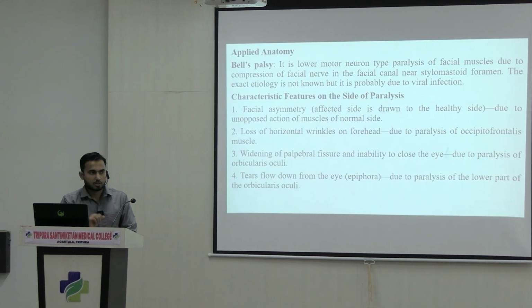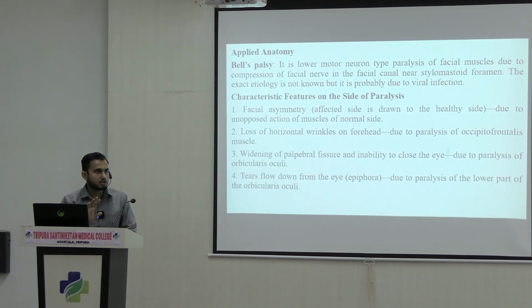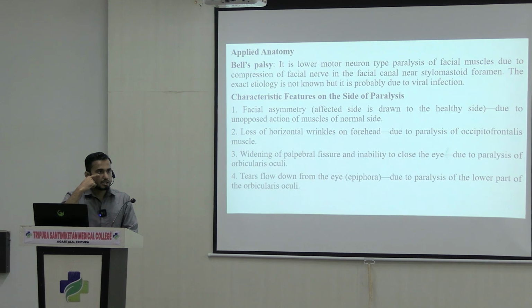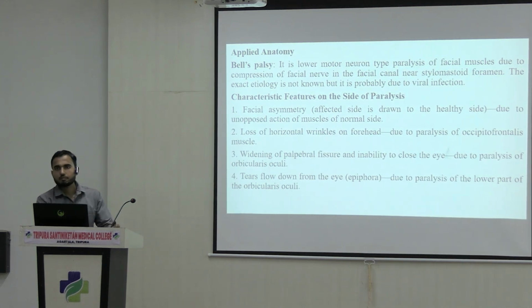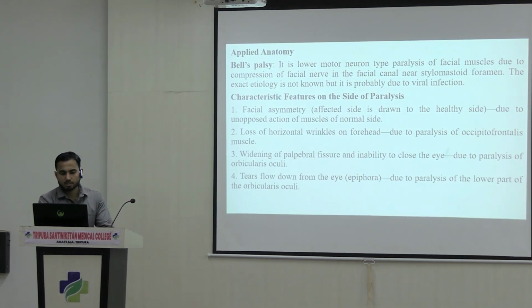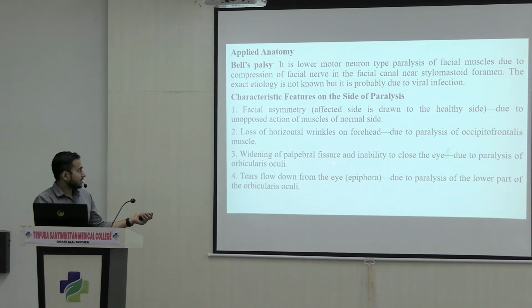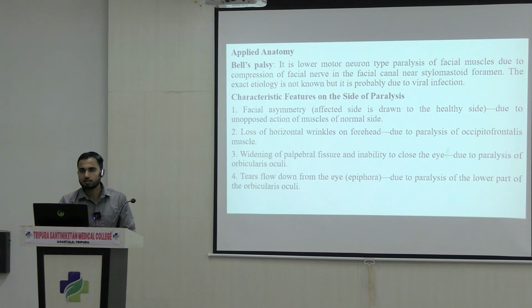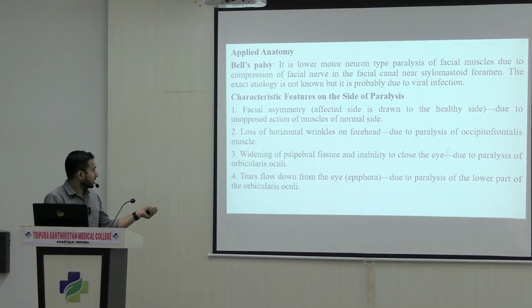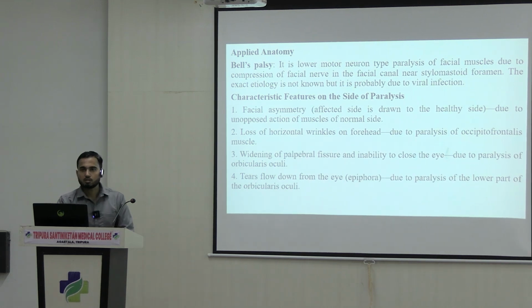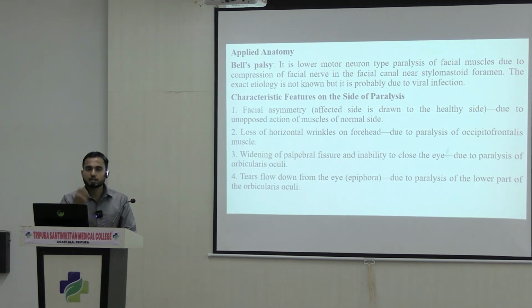Okay? Have you understood what is palpebral fissure? जो अपर आईलिड है, लोअर आईलिड है, दोनों के बीच में जो स्पेस होता है, that is the palpebral fissure. Okay? So here what will happen during the Bell's palsy, lower motor neuron lesion, there will be widening of the palpebral fissure. Okay? And there will be inability to close the eye on the affected side. Why? Because there will be paralysis of the orbicularis oculi muscle. And this orbicularis oculi muscle helps in closing of the eyeball.